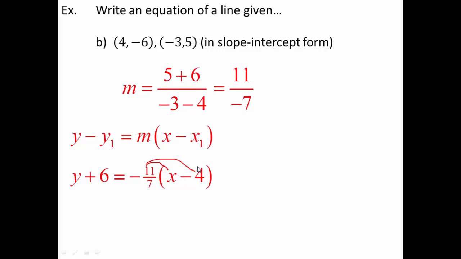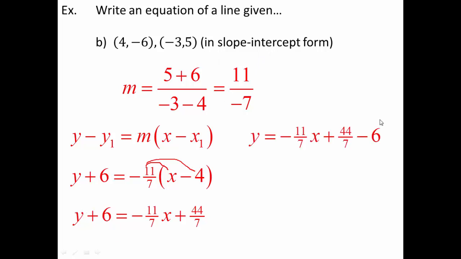A fraction times a number just means multiply the number times the numerator, not the denominator. 11 times 4 is 44, so I get 44 over 7. So now to get it in slope-intercept form, I've got to get the y by itself, so I will subtract the 6 from both sides.